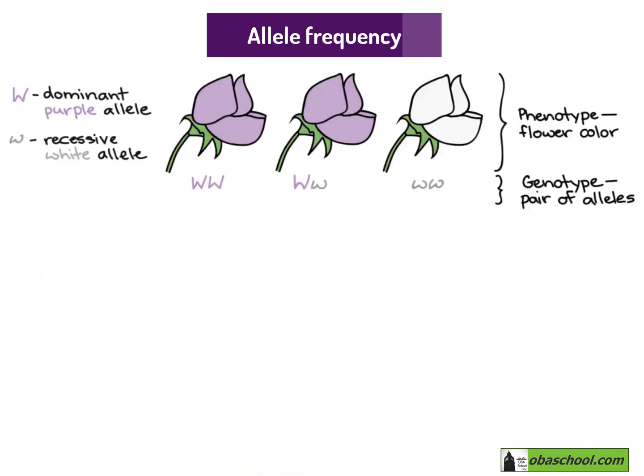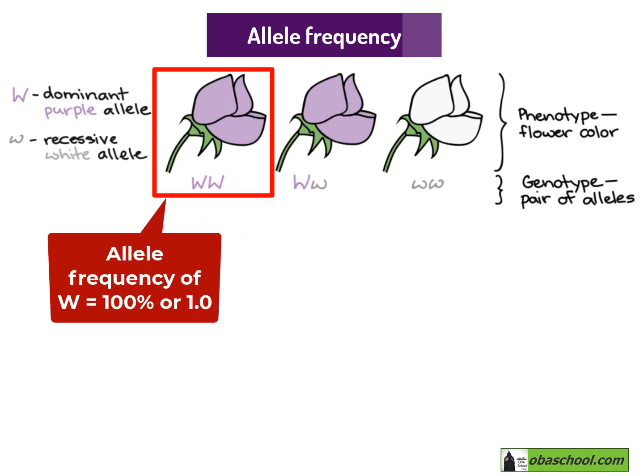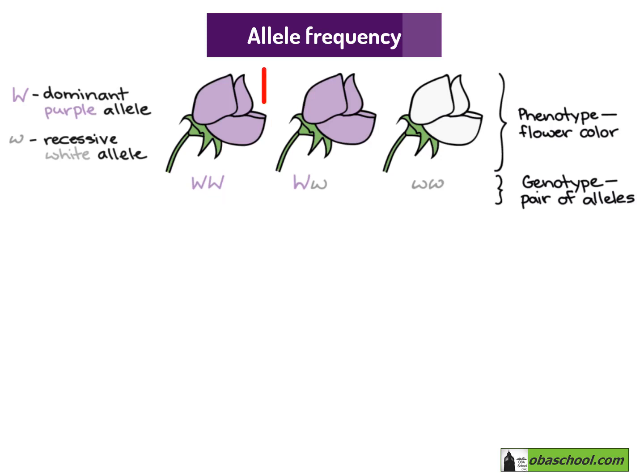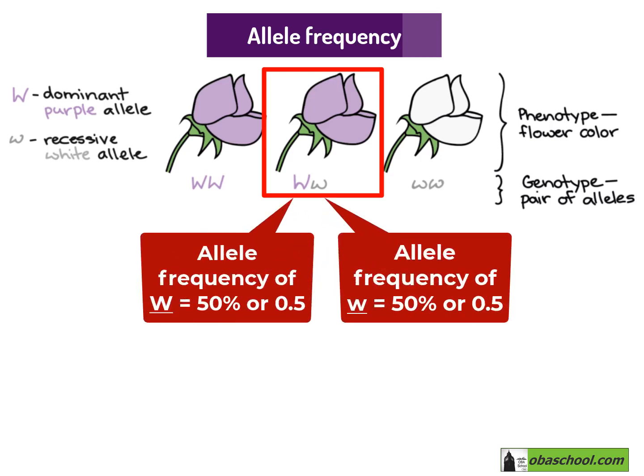For instance, if all the alleles in a population of pea plants were purple alleles, or capital W, then the allele frequency of W would be 100% or 1. However, if half of the alleles were capital W or purple and half of them were white or small w, then each allele would have an allele frequency of 50% or 0.5.